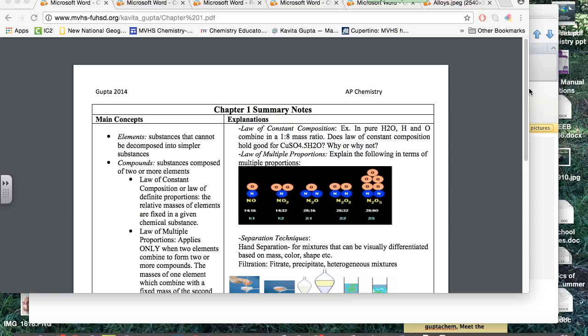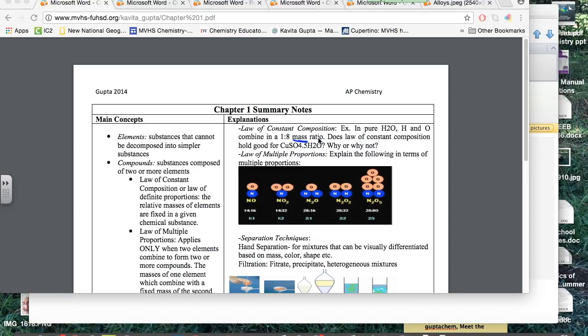So the first topic under states of matter, properties of matter, which are Big Idea 1 and 2, is law of constant composition and law of multiple proportions. The law of constant composition tells you that the mass ratio of elements in a compound is always the same. If it is a pure compound, then the mass ratio of elements will be the same.